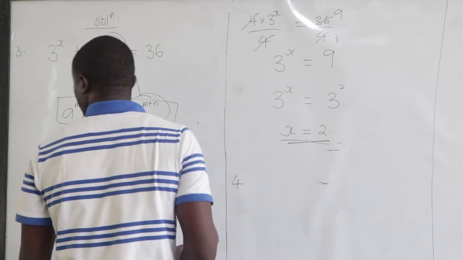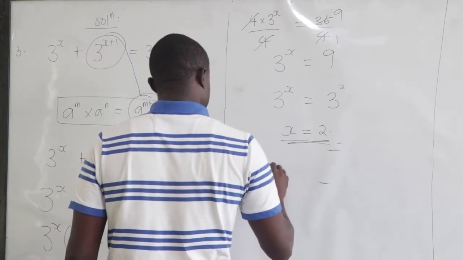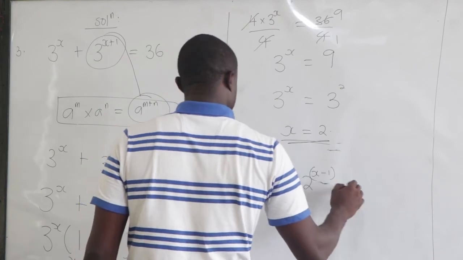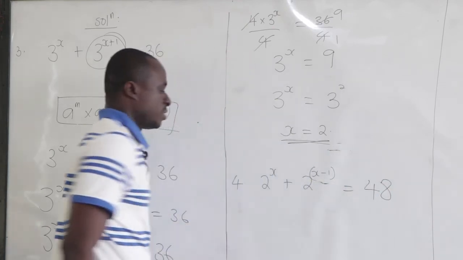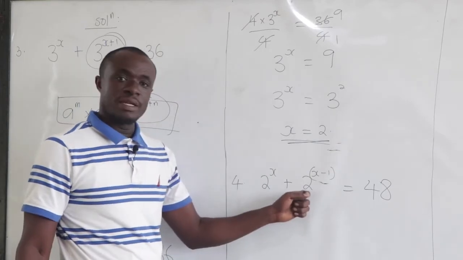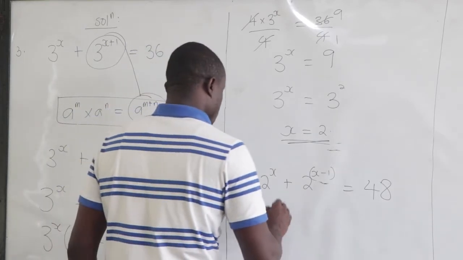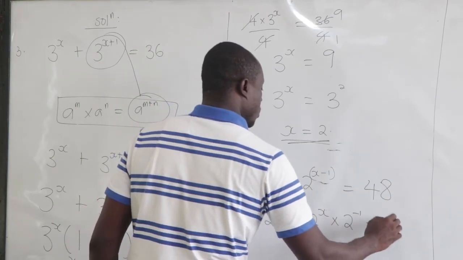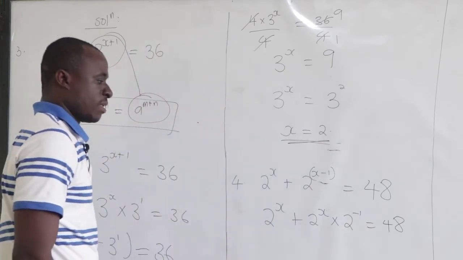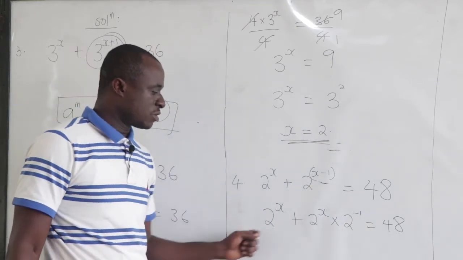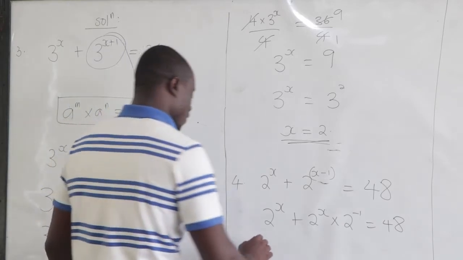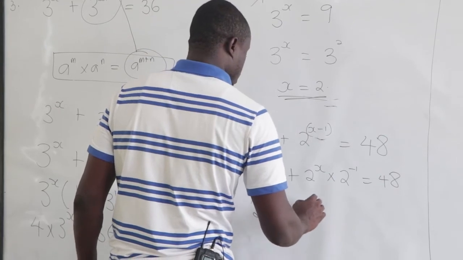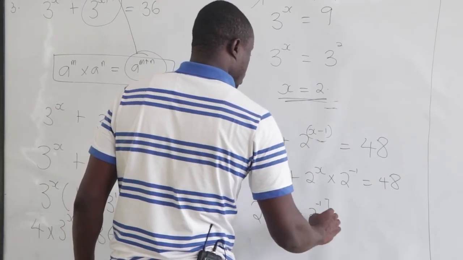Now let's see question number 4. The fourth one says that you have 2 to the power x plus 2 to the power x minus 1 equal to 48. Now we can apply the first rule on this. So this is 2 to the power x plus 2 to the power x times 2 to the power negative 1 equal to 48. Now from here, what is common? 2 to the power x is common, so you can factorize it out. So you have 2 to the power x. What is left? 1 plus 2 to the power negative 1 equal to 48.